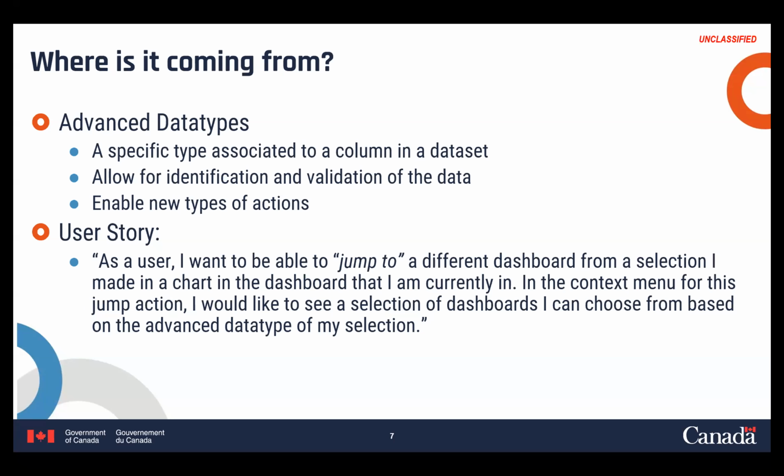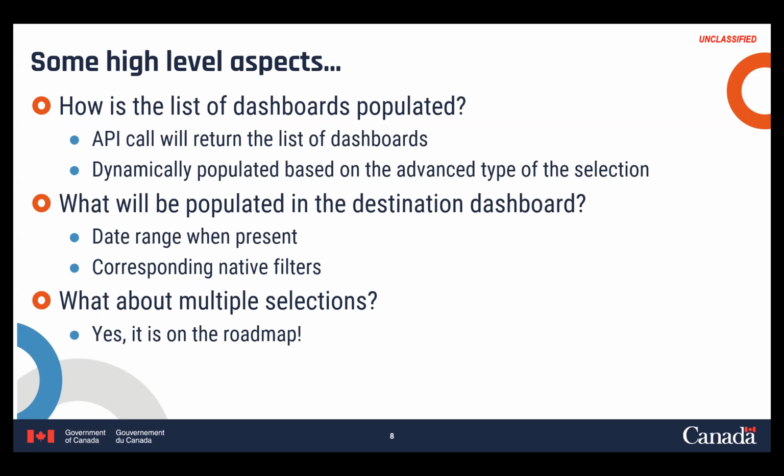When we were doing user interviews with some users in our community for both data exploration and data analysis, a common user story that came up was that as users they want to be able to jump to a different dashboard from the selection that they made in a chart in the dashboard that they're currently in. So in the context menu, they want to see a selection of dashboards that they could choose from based on the advanced data type of their selection. That is the user story that actually drove our effort in this.